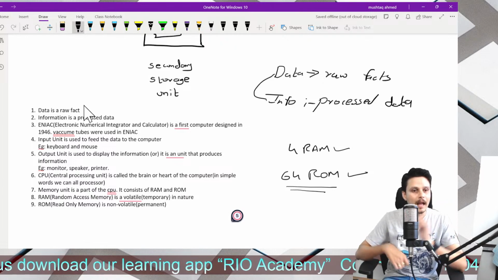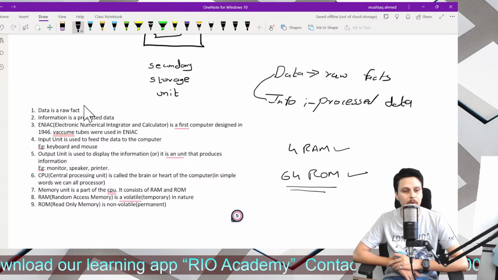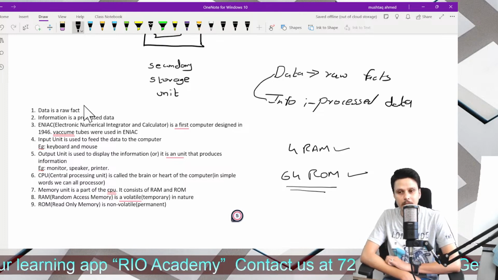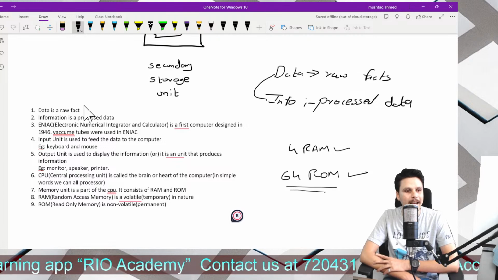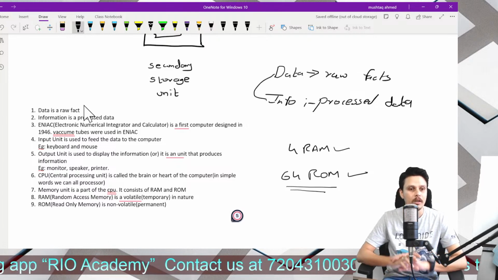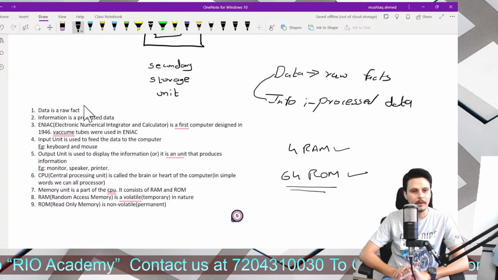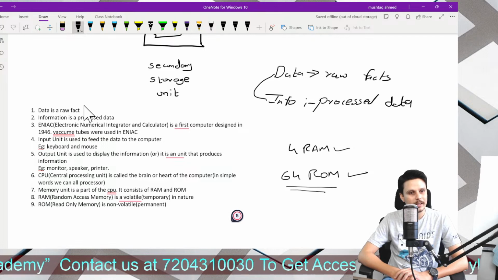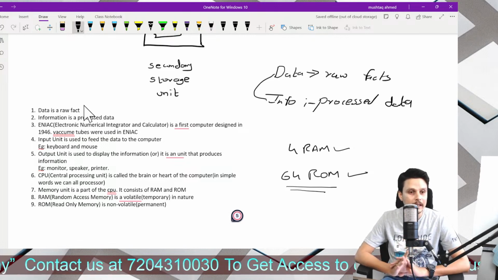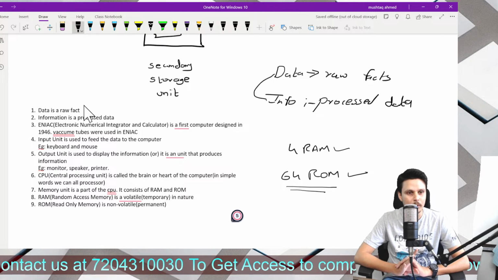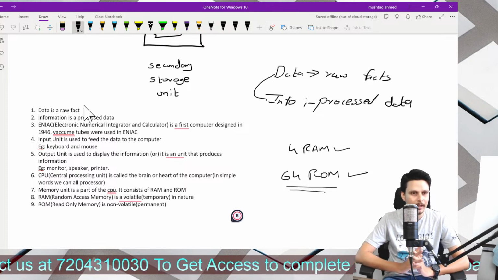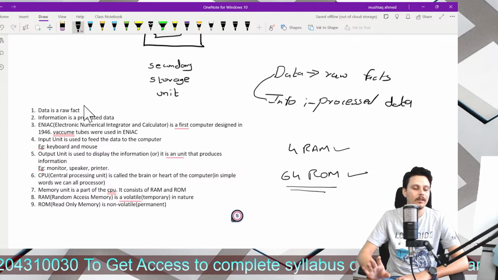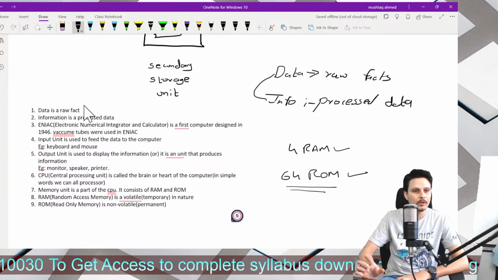Just keep it in mind, RAM is a volatile memory. It means temporary memory. Whereas ROM is a non-volatile memory. It means permanent memory. Whatever information is stored in the RAM will be erased if you restart the computer. And whatever information is stored in the ROM will not be erased even if you restart the computer. If they want to ask questions related to RAM and ROM, this is the main topic. They should ask this one.